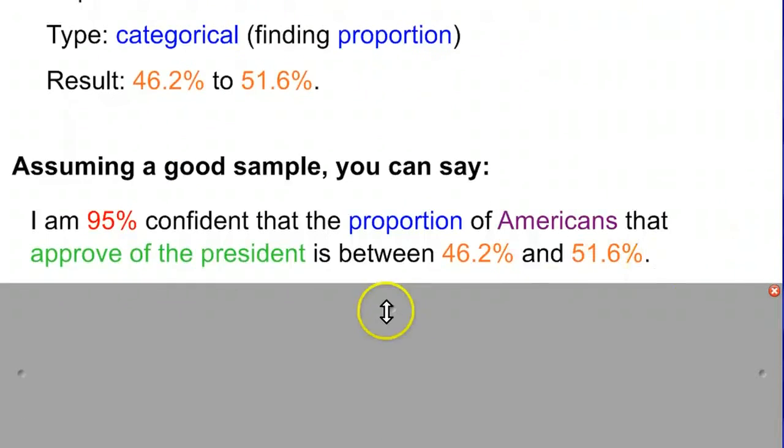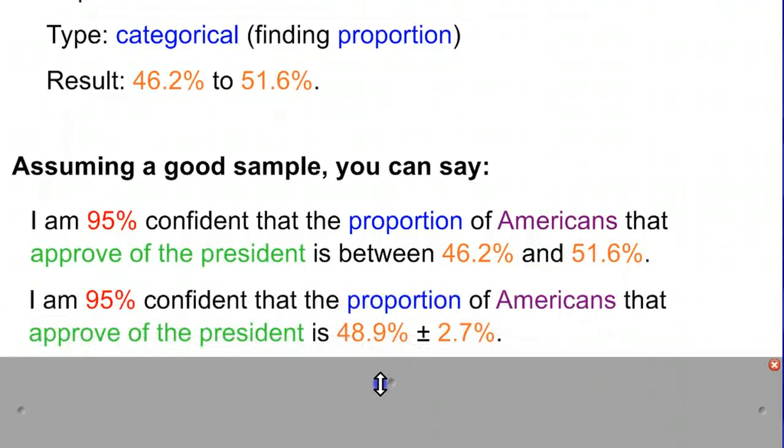You can also use plus minus notation to say almost the same thing. I'm 95% confident that the proportion of Americans that approve of the president is 48.9% plus or minus 2.7%. All I did is apply that method of finding the middle of these two endpoints of the interval and then figuring out the margin of error, how much wiggle room I have in either direction.